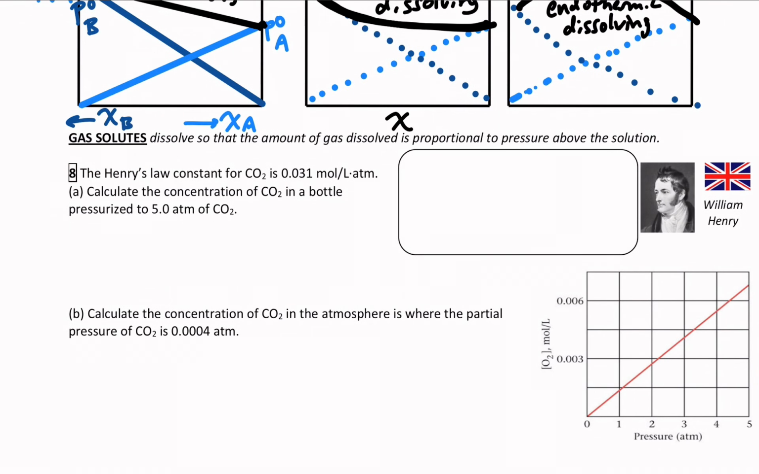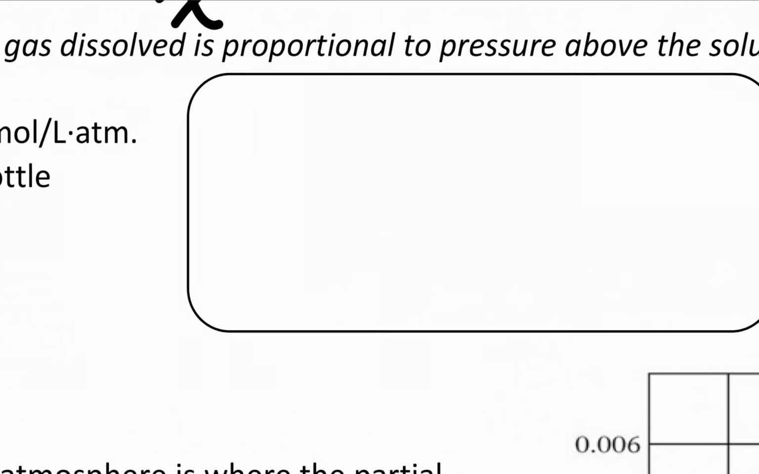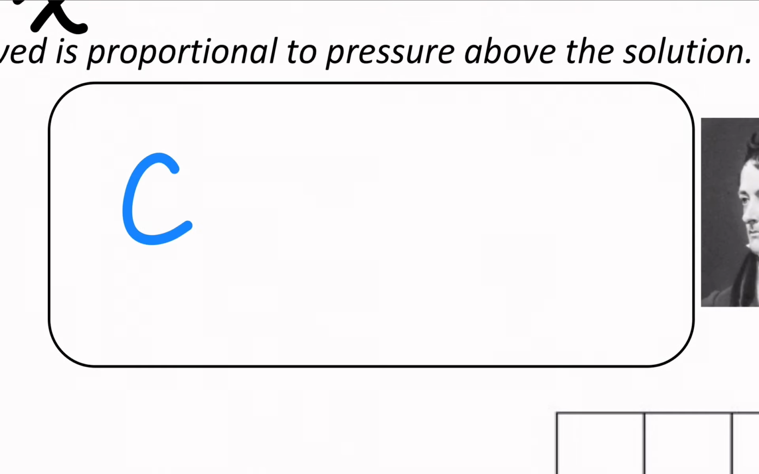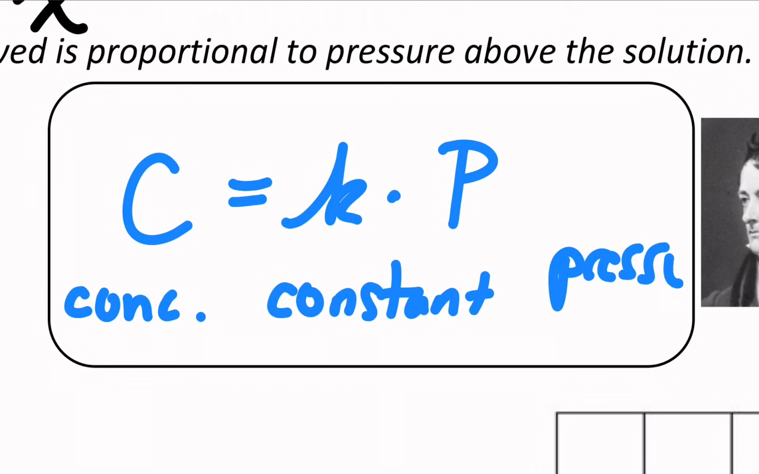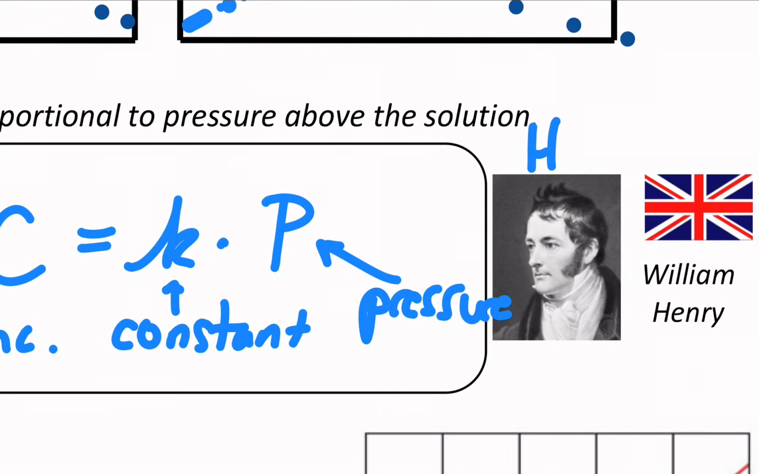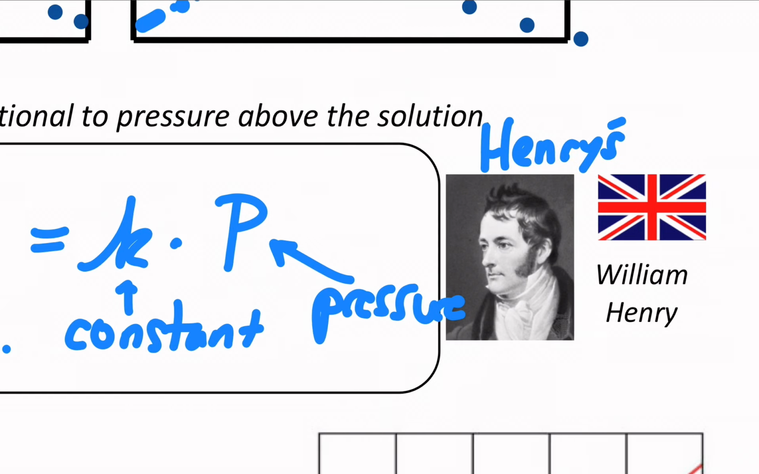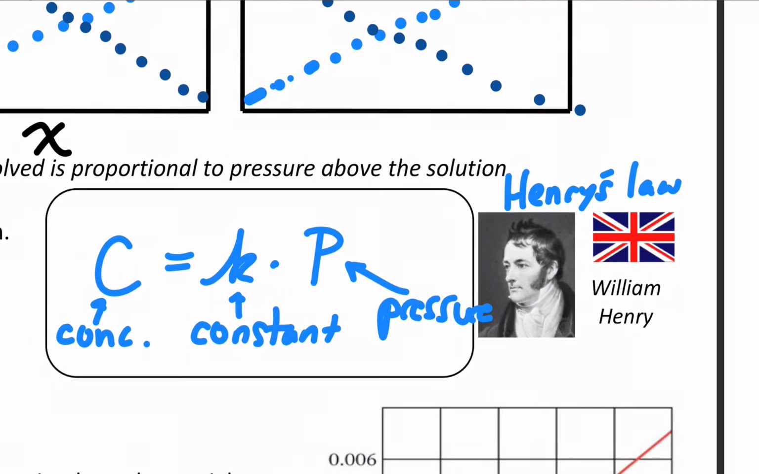This is actually the simplest one. Gases dissolve in solutions, and the only thing I want us to know is that the concentration of a dissolved gas, C, is proportional to the pressure of that gas. So I'm going to use C for concentration, k is a constant, and P is the pressure of that gas above the solution. This is how we get gases to dissolve. This is called Henry's Law, named after William Henry, a British chemist, as you can see there.